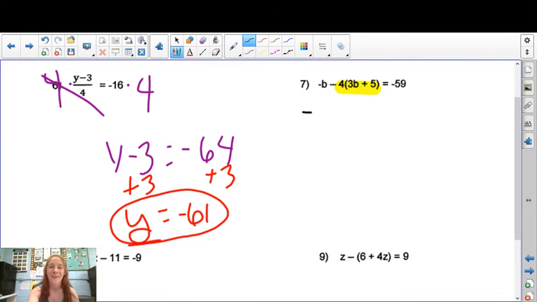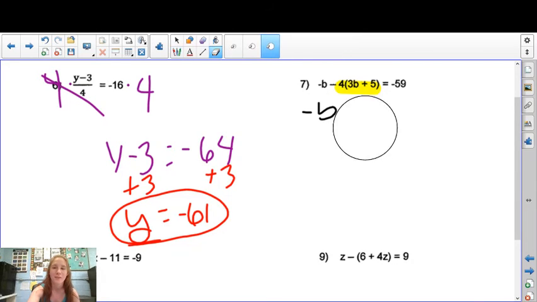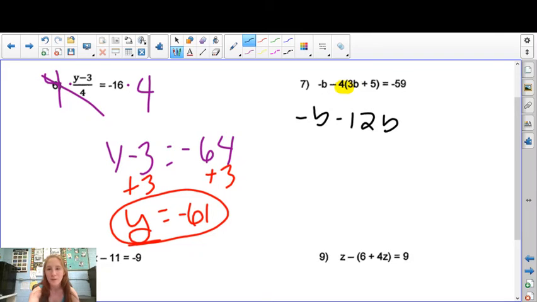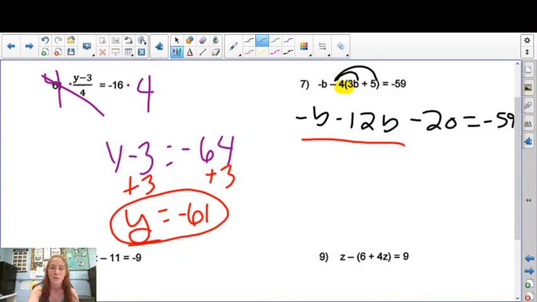All right, so we're going to go ahead and multiply that 4 through. So 3 times 4 gives me negative b minus 12b minus 20, because again, 4 goes to both terms, equals negative 59. Now we're going to go ahead and combine our like terms. So negative b minus 12, so I have negative 1 and then 12 more, which gives me 13.